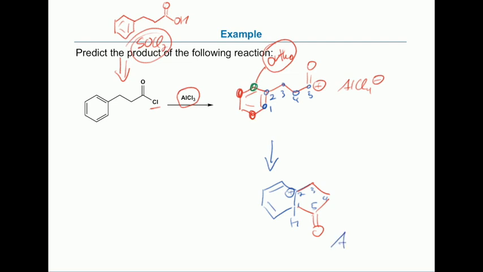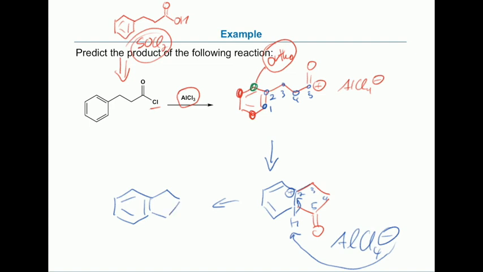Last step. Aluminum tetrachloride grabs that proton, returns the double bond, and we get our product. Like that. HCl and aluminum.